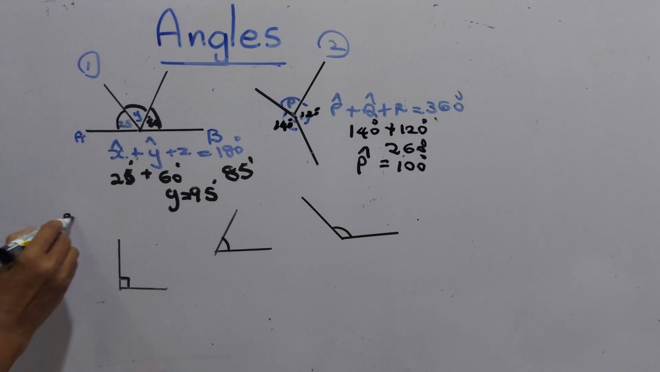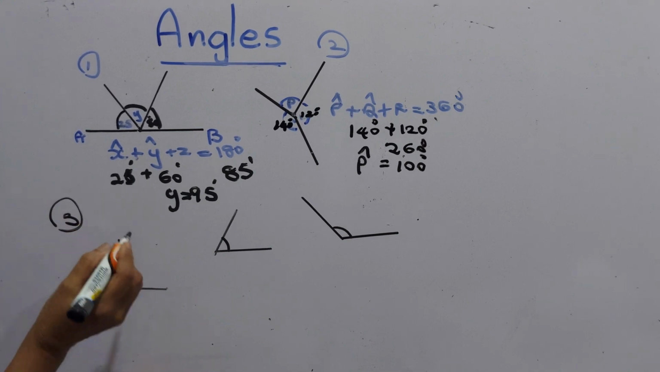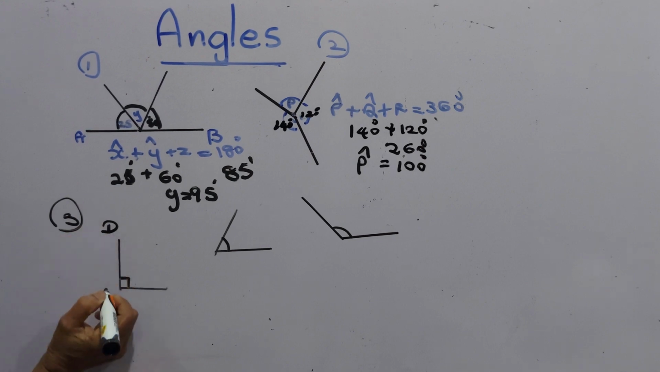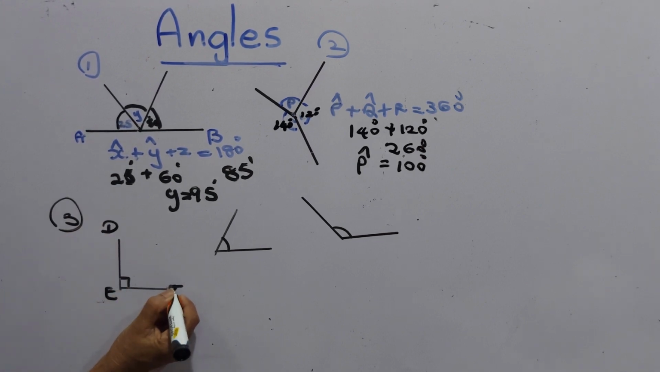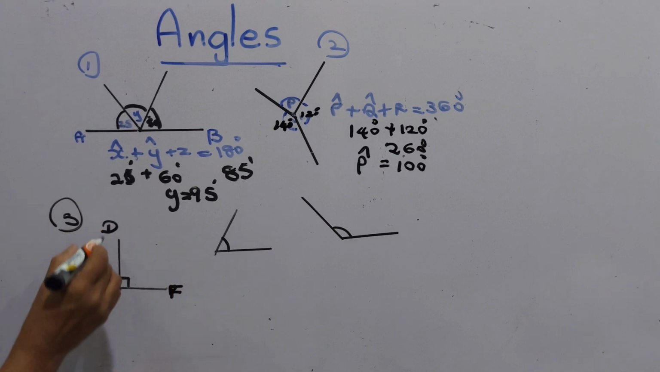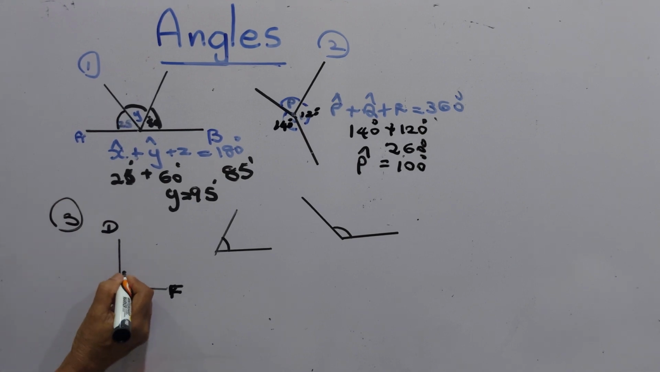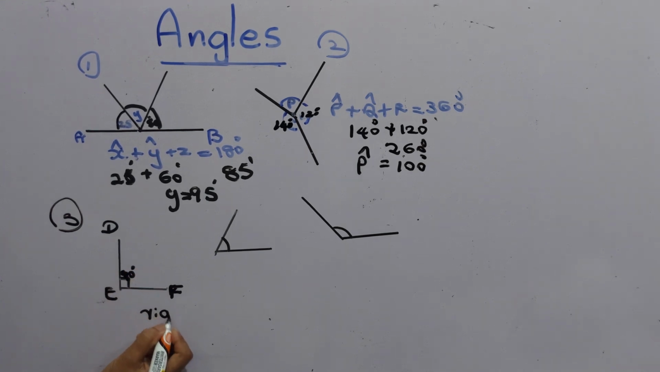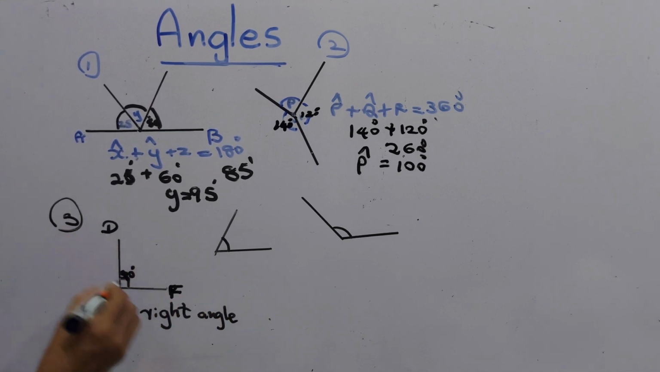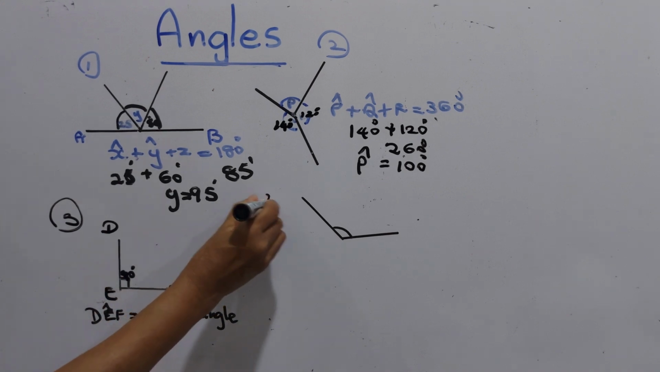Now we'll move to the third figure. There are two straight lines. We'll name it as D, E, F. D, E, F angle. There are two straight lines meeting together at an angle of 90 degrees. We call it a right angle. In a right angle, the value is 90 degrees. The angle is D, E, F. D, E, F angle equals 90 degrees. That's a right angle.